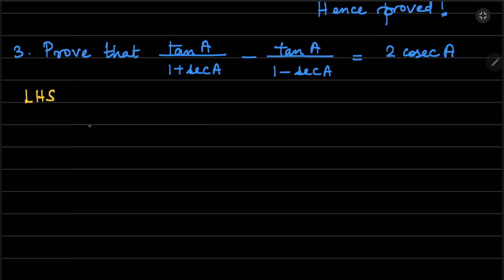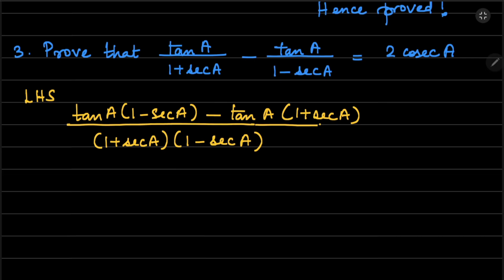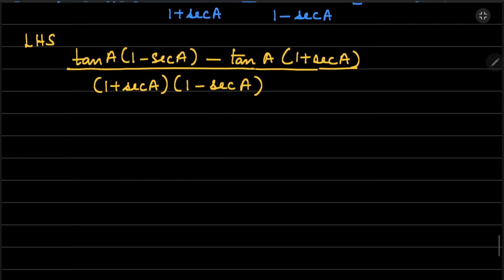What is the LCM? It's a product of 1 plus secant A multiplied by 1 minus secant A. So in the numerator you will have tan A multiplied by 1 minus secant A minus tan A multiplied by 1 plus secant A, right? Take tan A common from the numerator. Take a square bracket.